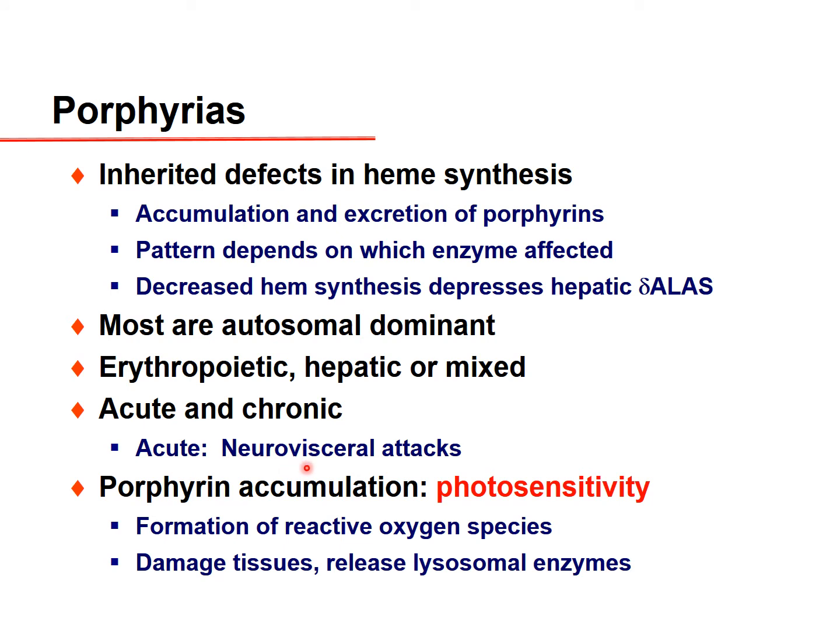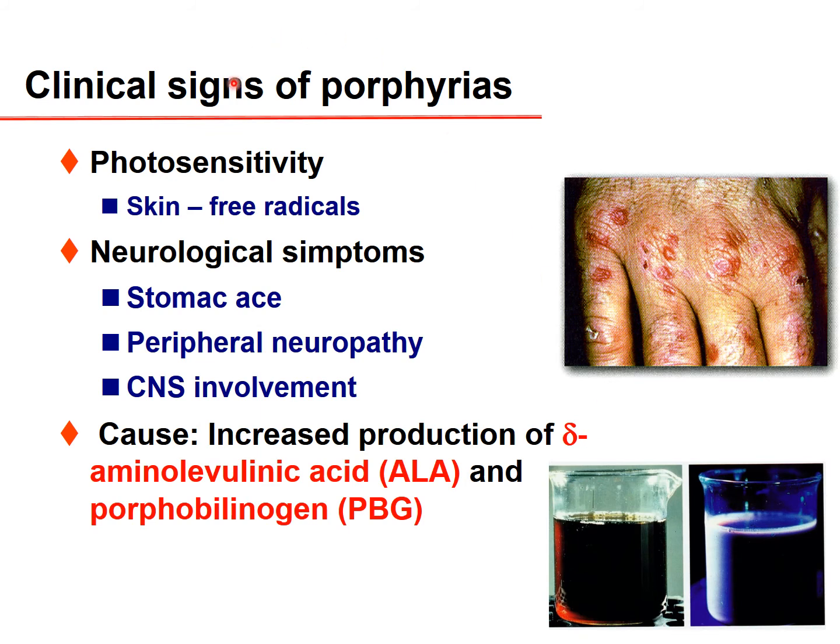In an acute case, there can be a neurovisceral attack, for example, gut pain and abdominal pain can occur in this patient. And porphyrin accumulation can cause photosensitivity and the formation of reactive oxygen species and can damage the tissues, the skin, and the released lysosomes can damage the tissues further. Now, what clinical signs can the porphyrias have? The photosensitivity that I mentioned, and these free radicals can cause skin inflammatory reaction or neurological symptoms.